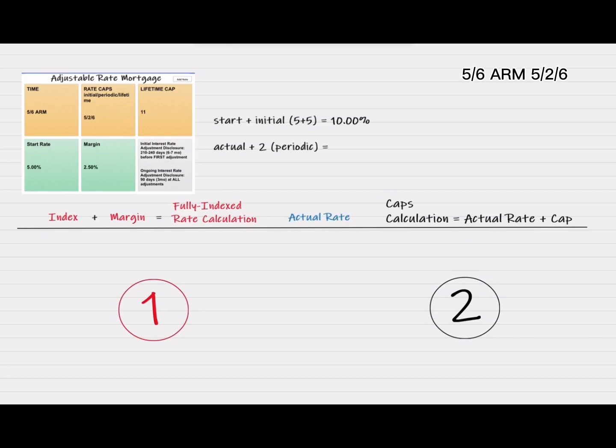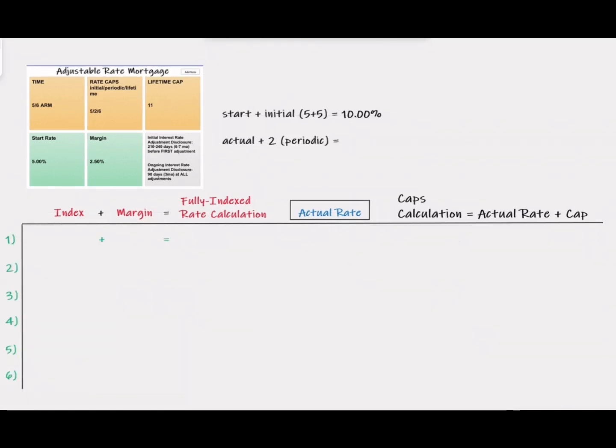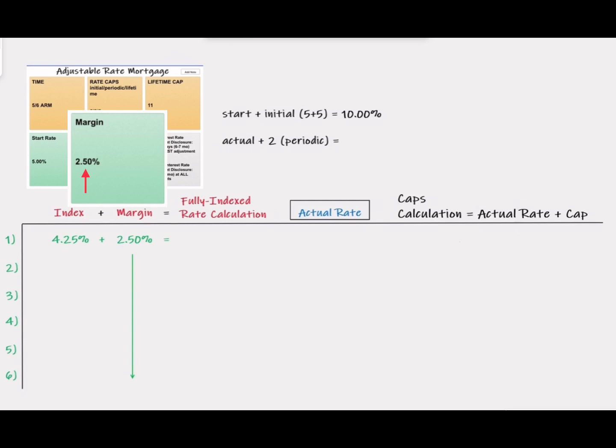Let's start applying these 2 formulas to a few equations. First adjustment in Formula 1, say the current index is 4.25%. Add it to the margin of 2.5 and you'll get a fully indexed rate of 6.75. For simplicity purposes, since the margin does not change, we will be applying the 2.5% margin all the way through the 6th adjustment.